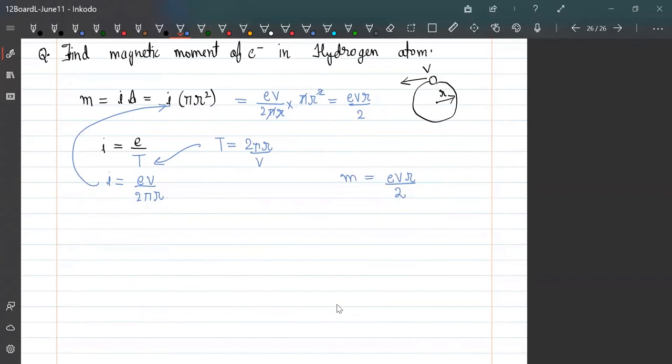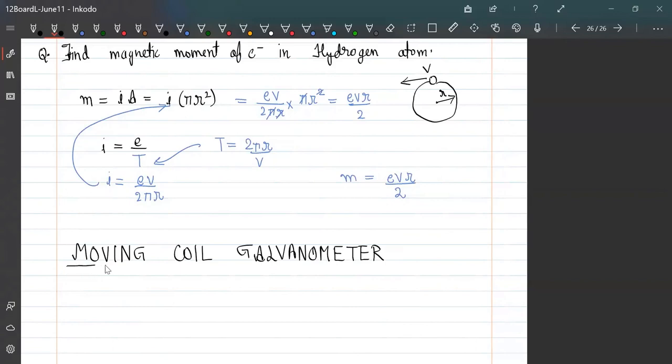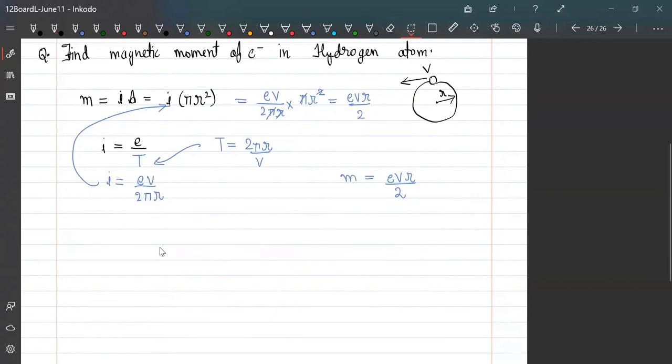Okay, the next topic will be known as the moving coil galvanometer, and whatever we were studying today is preparation for this topic. It is a very important topic for board exams. Many students face difficulty in understanding this. So, moving coil galvanometer, let's start with this well. I will just give you another concept first.